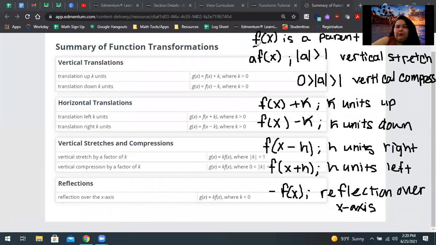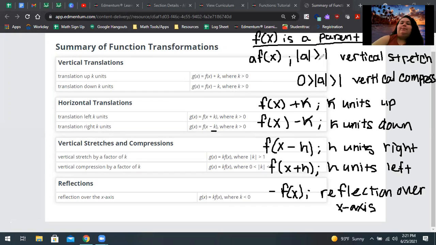So that could be x squared, it could be x. And what I did a little bit different is that I wrote h in here for the horizontal translations. I know here they're referencing it as k, where k is greater than 0, k units to the left. I just reorganized it a little bit differently. So when you have f of x plus k, I'll give you quick little examples over here on the left-hand side in blue.